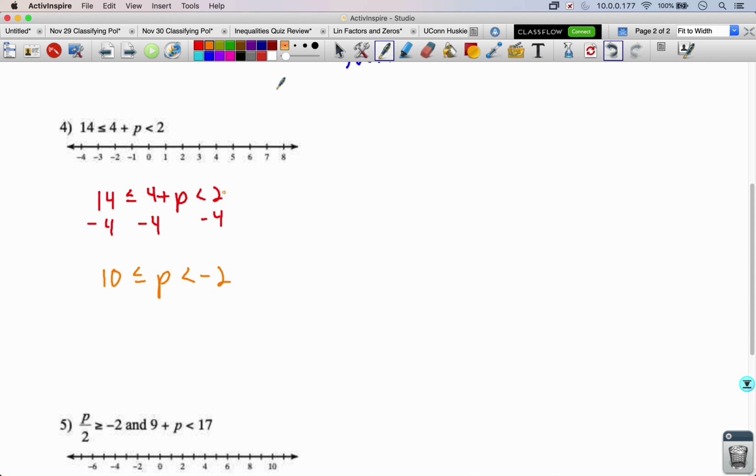And these are less than symbols, but the problem is this number over here is bigger than this number over here. So p has to be greater than 10 and less than 2. If we tried to graph this, we would have an arrow over here up at 10 and then an arrow down here. But there's no overlap. And this was an AND type problem. So this one's actually a no solution.